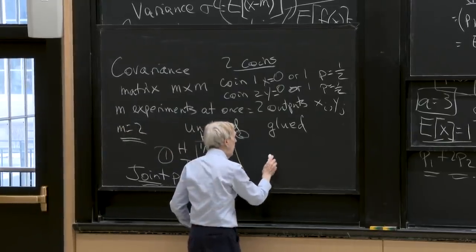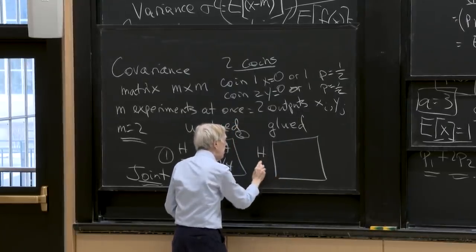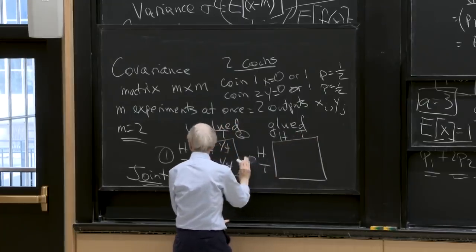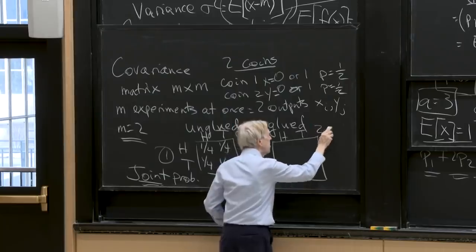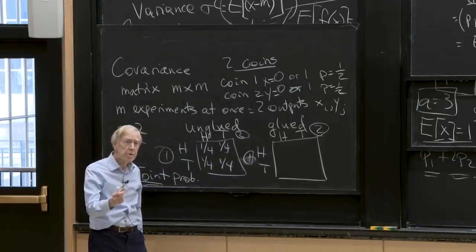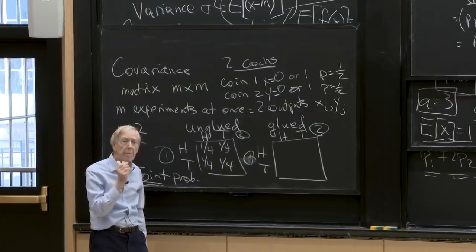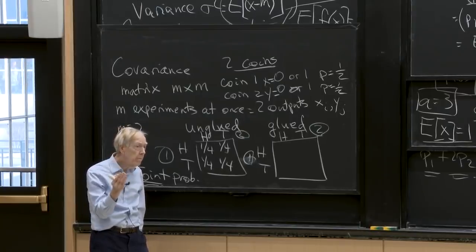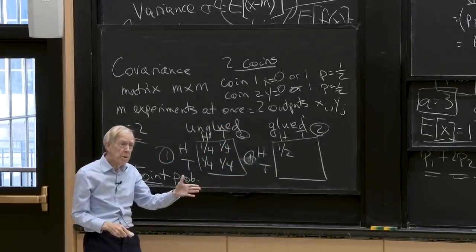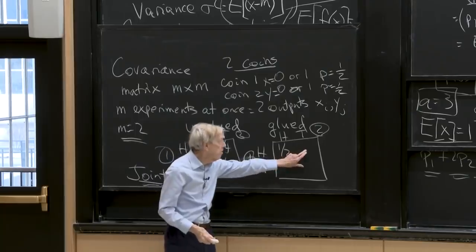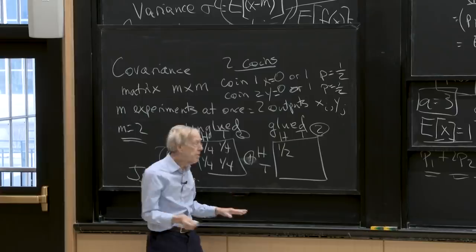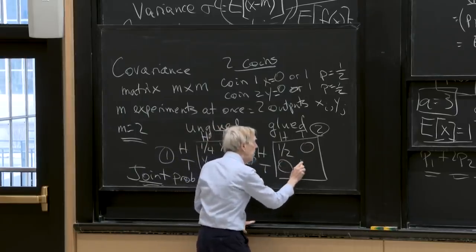But now if they're glued, heads and tails on the first coin, heads and tails on the second coin. Now what do I put in there? So the two coins are glued together. What is the chance that they both come up heads? 1/2, right, 1/2. Because if one comes up heads, the other one is glued to it, it will also. What's the probability of heads, tails? Heads on one, tails on the other is, of course, 0, thanks. And here 0, and here 1/2.